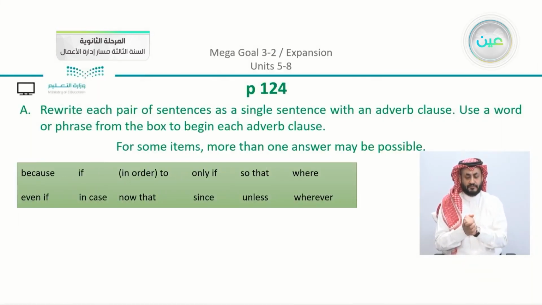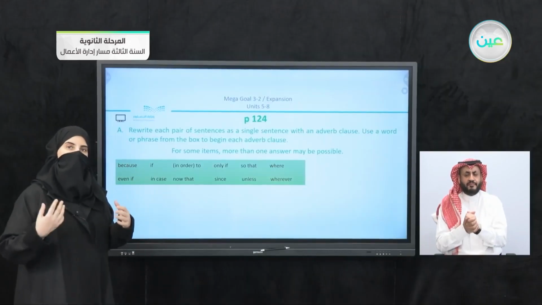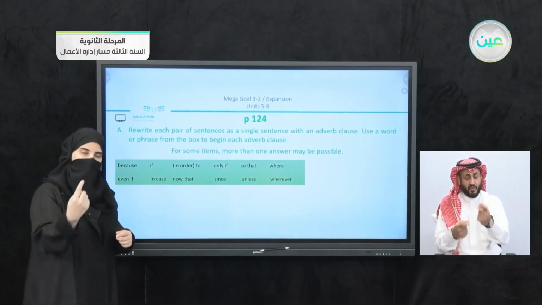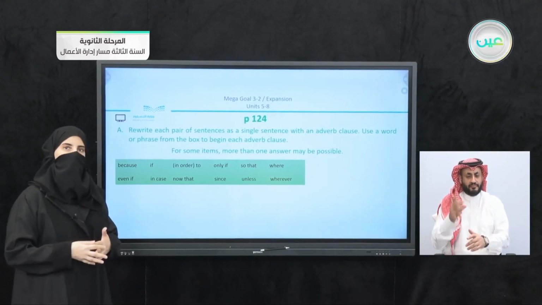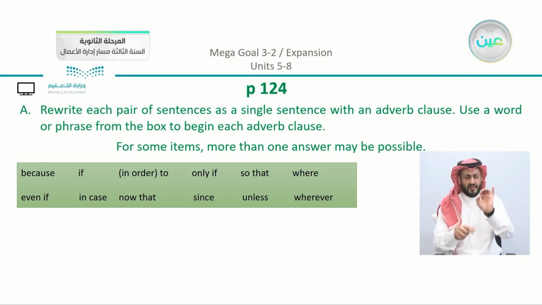Now, on page 124, we have the first exercise, A. Rewrite each pair of sentences as a single sentence with an adverb clause. So do you remember what we studied before about adverb clauses? We understand now that we have here 2 sentences. We are going to rewrite them into one single sentence using the adverb clause. Use a word or phrase from the box to begin each adverb clause. Now, for some items, more than one answer may be possible.